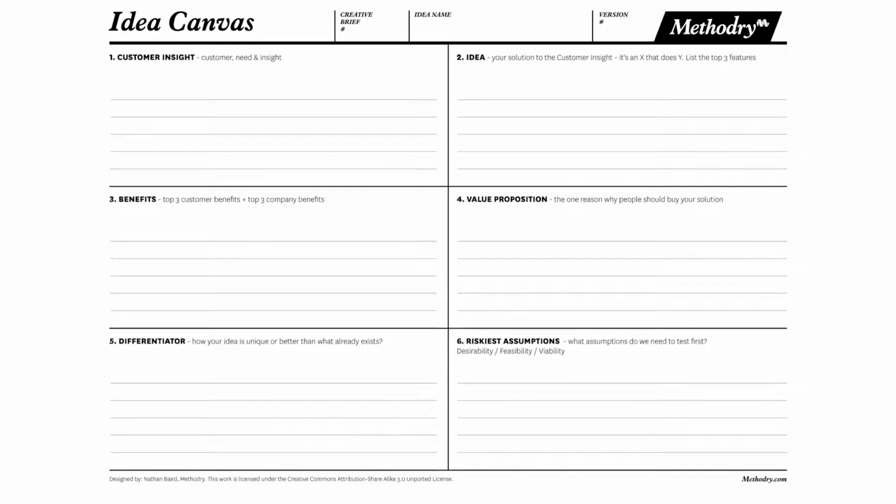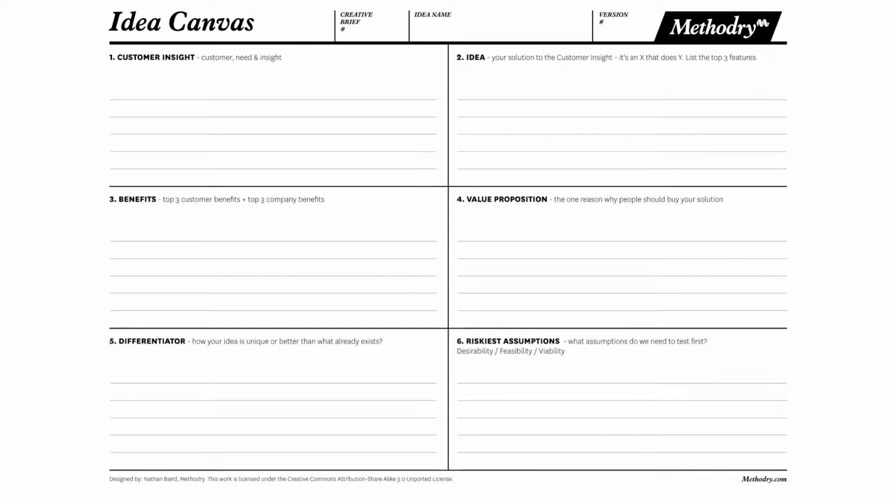So you'll notice that the idea canvas has a very simple approach to it. It's only 6 sections. The first one is the customer insight, which talks through the customer, the need, and the insight, just like we spoke about in the distill phase. Then we look into the idea itself. What's your solution to that customer insight? It's an X that does Y, as we spoke about in the Ideate phase.